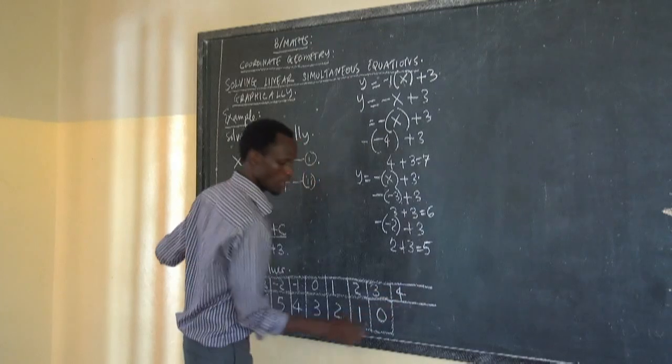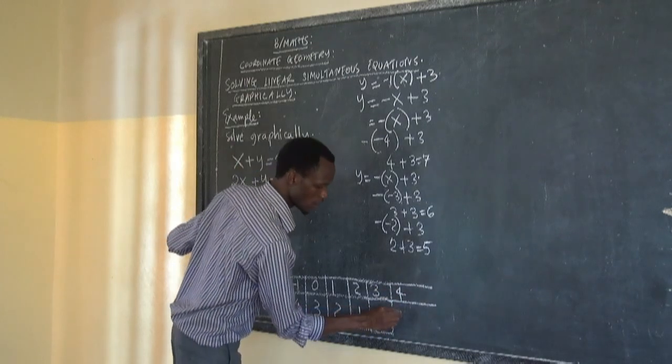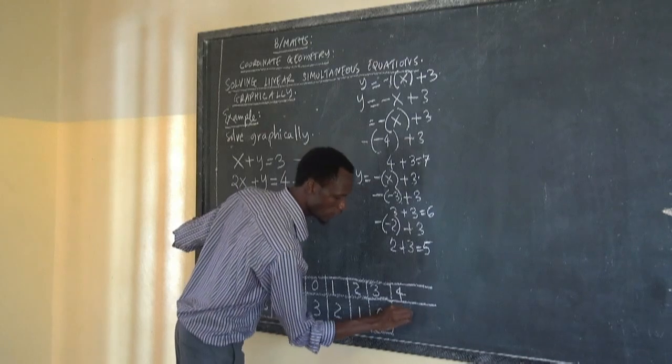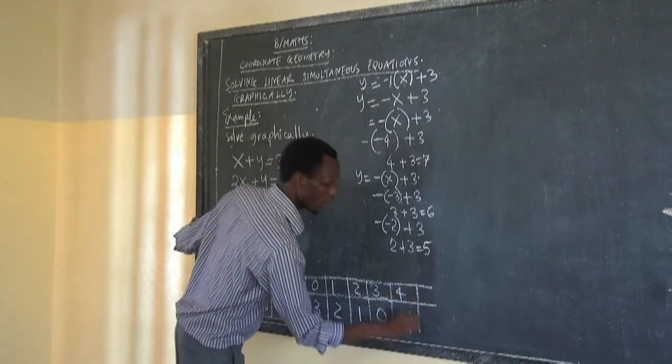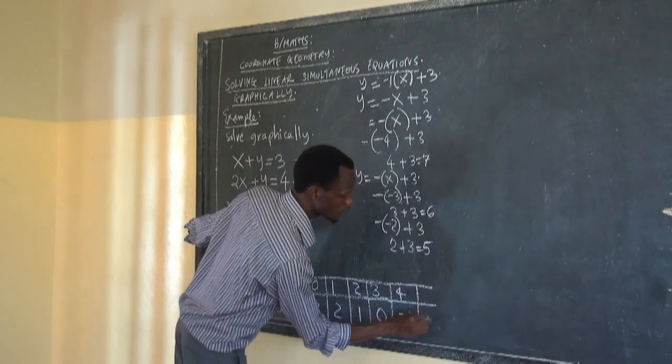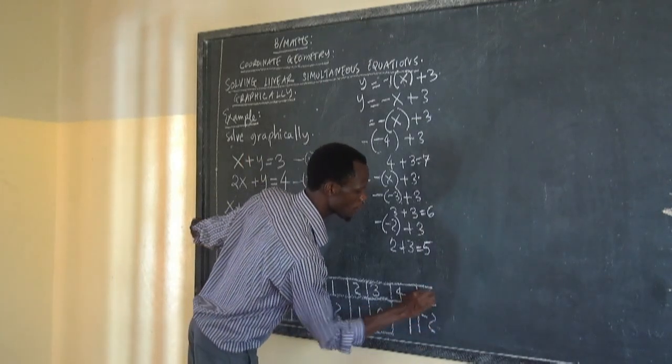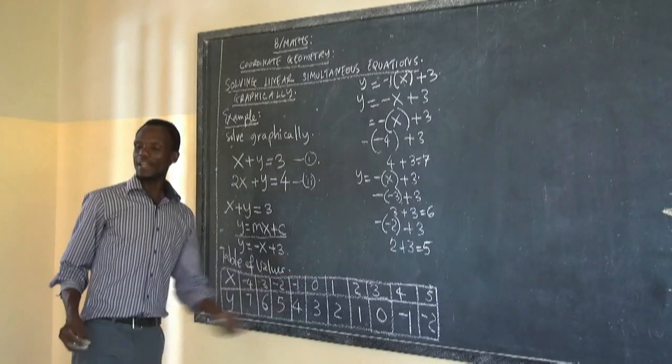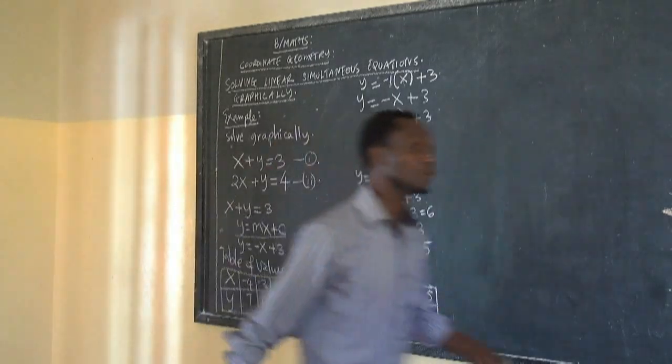Here, 1 minus 1, 0; 0 minus 1, negative 1. And then here, negative 1 minus 1, negative 2. So this is what you would have written here. You can even prove. Let us prove.